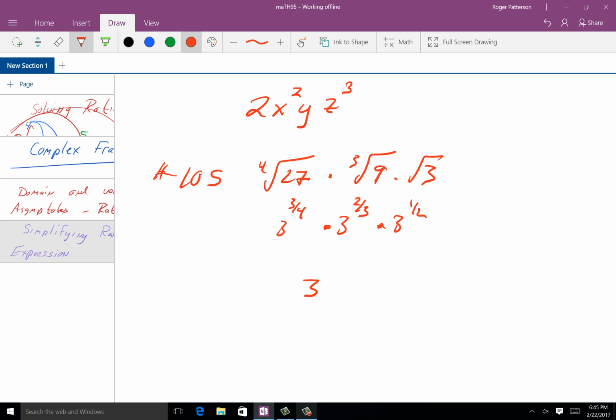Okay. That's not what the book says. Okay, let's see. So 3 to 3/4, common denominator, that's going to be 12. So that's going to be 6 and 8 and 9. 9, 8 and 6.